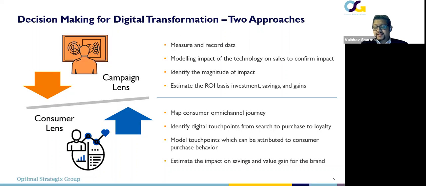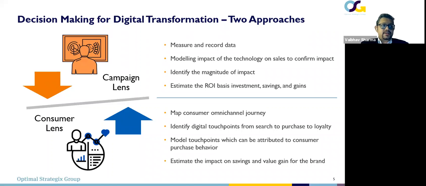Once you define that success metric, you measure and record all the data on it, as well as other key factors that would impact your digital transformation or digital strategy work. It is important that we measure and record all of that data for that particular period. Once you have that data available, you could get into a more advanced analytics modeling way of estimating the magnitude of impact, and then getting to a return on investment on the transformation that you've already done in the market or in the country.